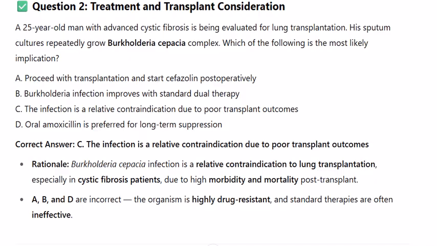Correct answer C. The infection is a relative contraindication due to poor transplant outcomes. Rationale: Burkholderia cepacia infection is a relative contraindication to lung transplantation, especially in cystic fibrosis patients, due to high morbidity and mortality post-transplant. A, B, and D are incorrect. The organism is highly drug-resistant, and standard therapies are often ineffective.